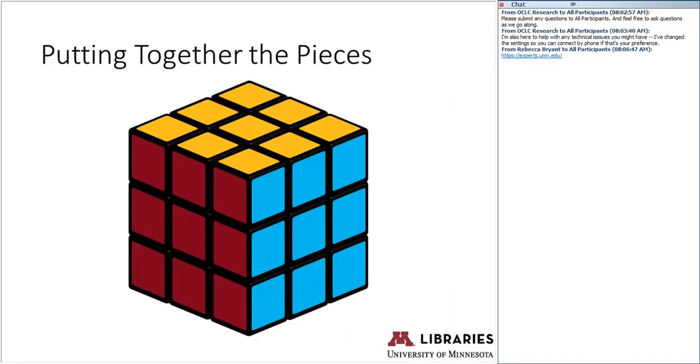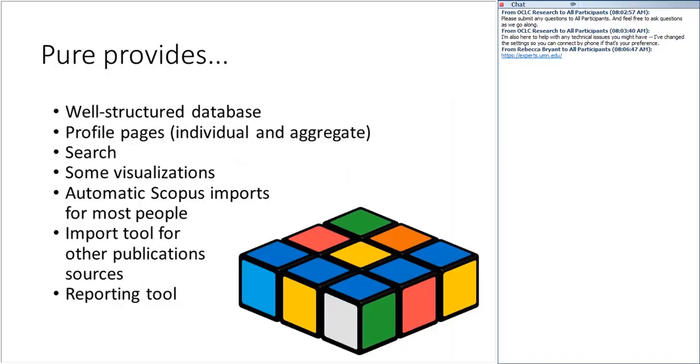So let's talk through putting together those pieces. Okay, Pure. Pure provides a structured database. It gives us those profile pages automatically, both at the individual level and then rolling up to a college or a department or the whole university. It gives you the ability to search and a few visualizations. You saw one of them at least on a past slide, that collaboration tree, the web, is coming from Pure. And then it does automatic Scopus imports for most of our researchers. It gives you an import tool for other sources, and then there's a reporting tool as well.